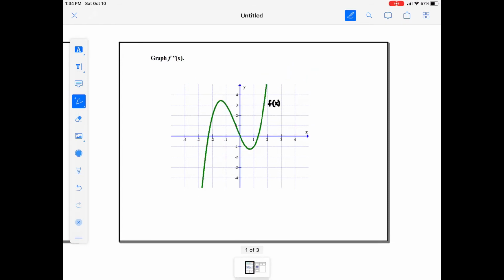What's even faster is we can see this part of my graph looks like it's concave down. So I know that my second derivative graph would look like this because concave down implies negative. And then here it changes and it's concave up.